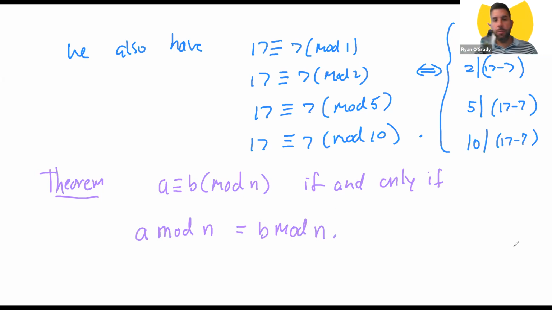So, and this shouldn't surprise you. Look at the example above. What's the remainder when I divide 17 by 5? Well, it'd be 2. What's the remainder when I divide 7 by 5? 2. So the only way they're congruent is if they have the same remainder when divided by N.